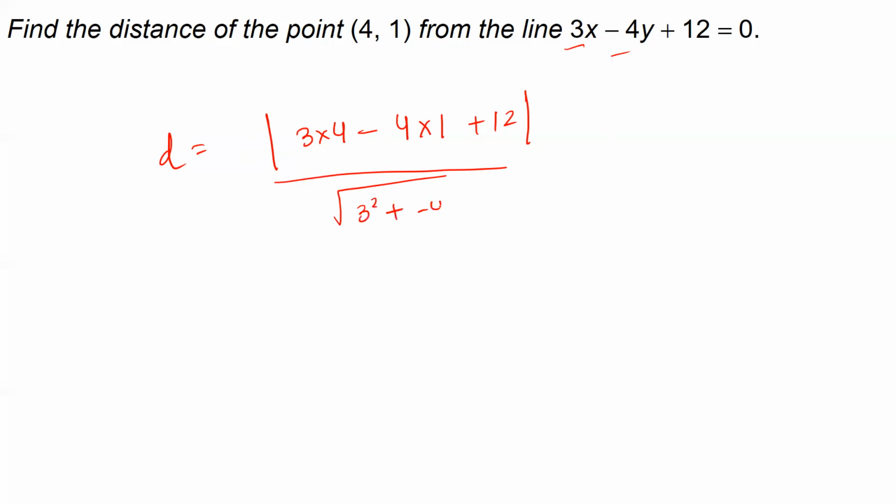3 squared plus minus 4 squared. So remember that in the denominator you always have to put down 3 and minus 4, a and b, instead of 4 and 1. Remember, you should not be making this mistake.